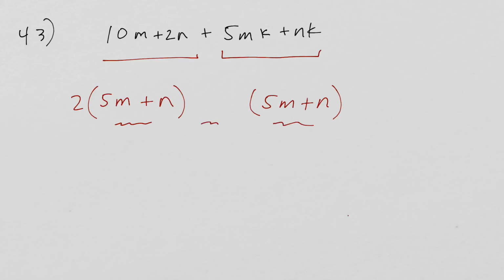Then think about what you need to put here so that if you were to distribute, you get back to that. And it looks like it must be a positive k. So now we can see that the 5m plus n is common. So you pull out the 5m plus n, and you're left with 2 plus k.